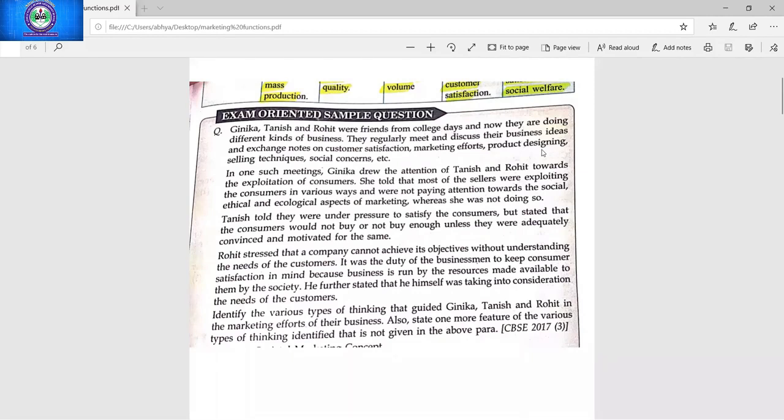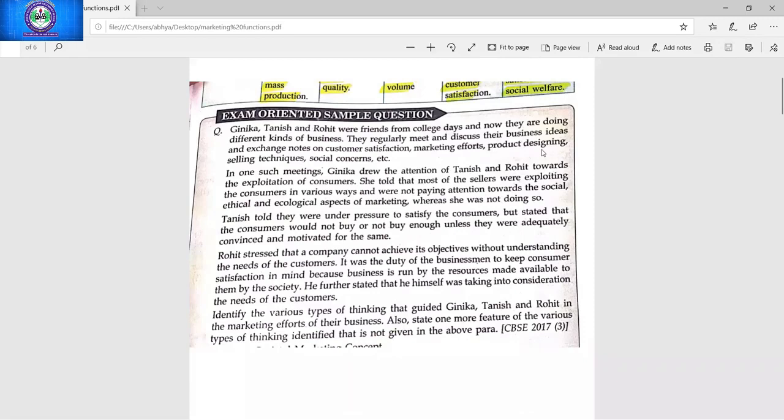Tanish is saying that they were under pressure to satisfy the consumer, but stated that the consumer would not buy enough unless they were adequately convinced. Here, consumer convincing is talked about. Persuasion is talked about. Marketing concept? No. Here need is not talked about, only the convincing. Yes, everyone has given me the correct answer. Yes, selling. Harshita, selling concept. Very good, Mehak Pawar, Anushka, selling concept. No problem, Anmol. Tell me the last.